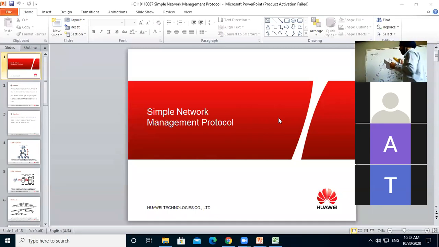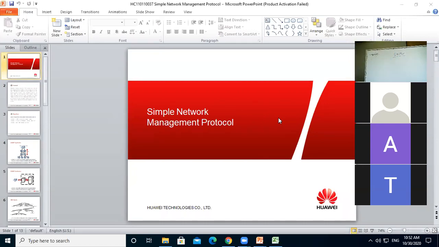So the topic is simple network management protocol, SNMP. Basically it is an application layer protocol, which means we are talking about layer 7.